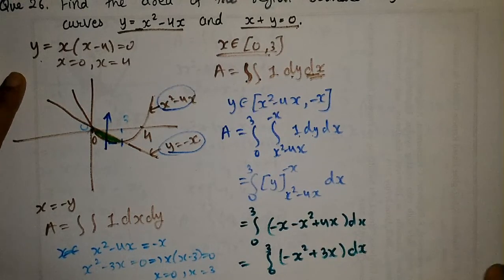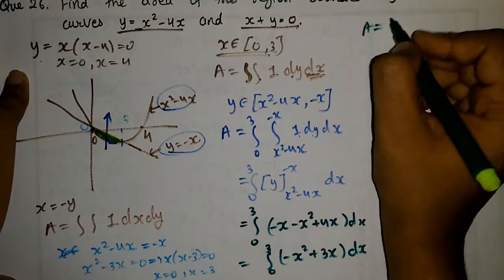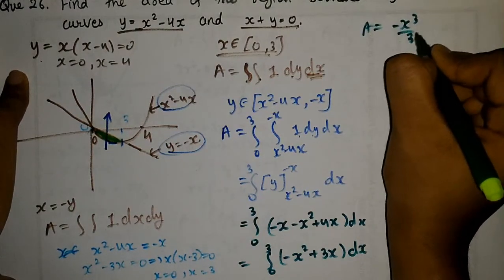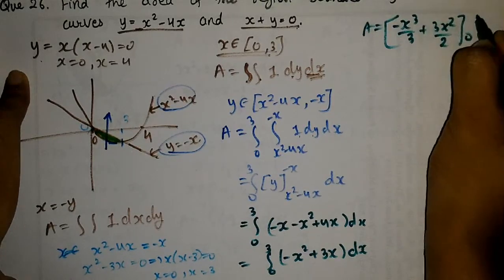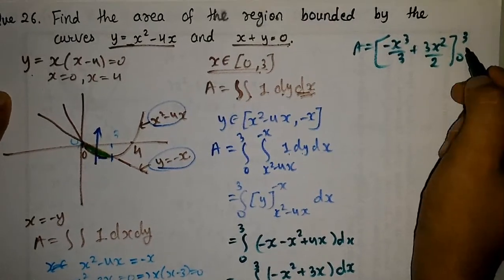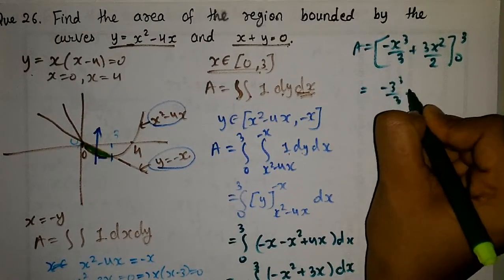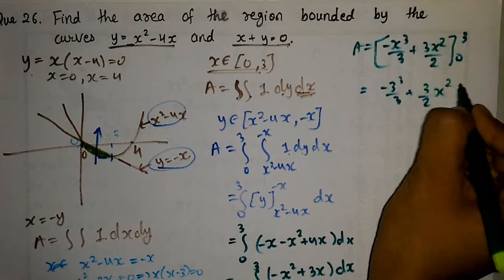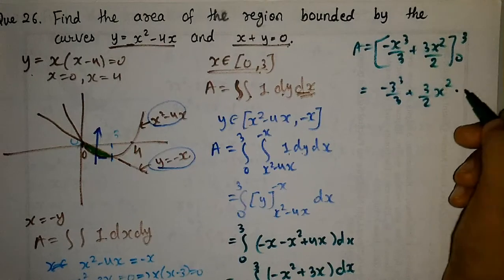Now integrate this term with respect to dx. So we get area is equal to minus x cube by 3 plus 3x square by 2. Its limits are from 0 to 3. Now put the limit. So we get minus 3 cube by 3 plus 3 by 2 x square, and when we put 0 it will be 0 only, so no need to write that.